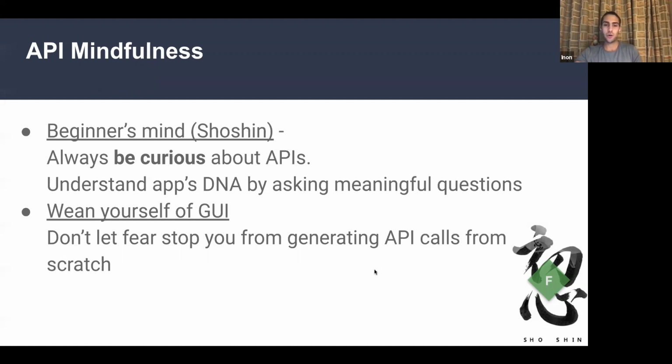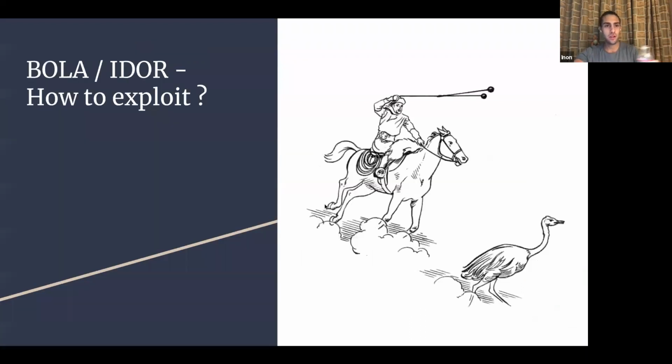For example, if you perform a pen test for a company and they have a mobile API, but you don't have access to the mobile client. It happens sometimes. You still need to feel comfortable using the API, even if you don't have the UI. It's very important. So don't let fear stop you from generating API calls from scratch.